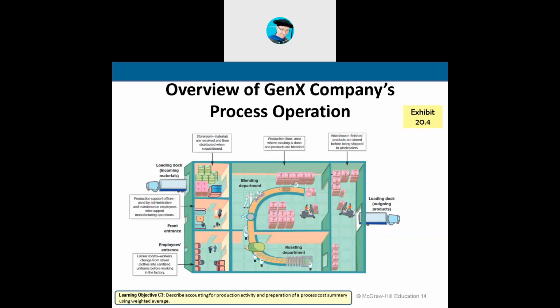This is the physical flow of process manufacturing. It's continuous, the same exact product over and over again, high volumes. And this is the physical flow of it. But we can see at each department, we're adding in additional materials, additional labor, and additional overhead.